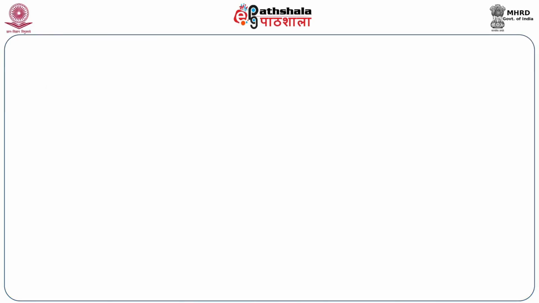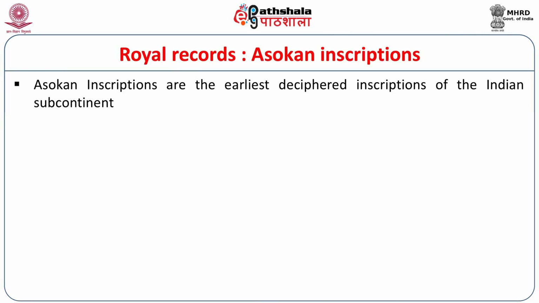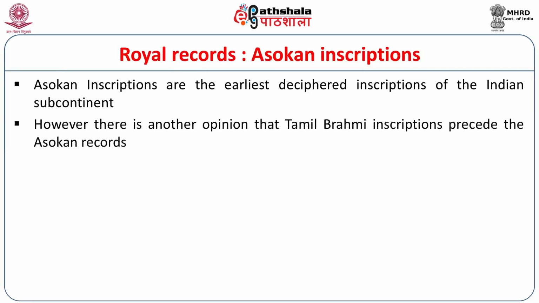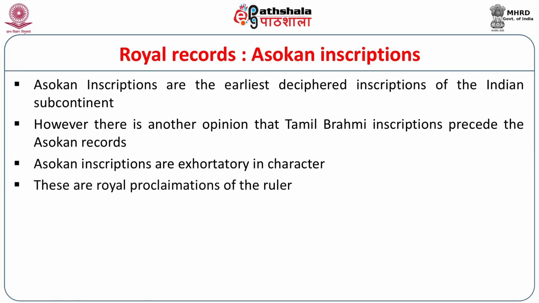And then let us discuss the Ashokan inscriptions, which are royal records. The Ashokan inscriptions are the earliest deciphered inscriptions of the Indian subcontinent. However, there is another opinion, as I've mentioned, about the Tamil Brahmi inscriptions. The Ashokan inscriptions are exhortatory in character. So these are royal orders which are being given by Ashoka, and these have a typical character. These are royal proclamations.